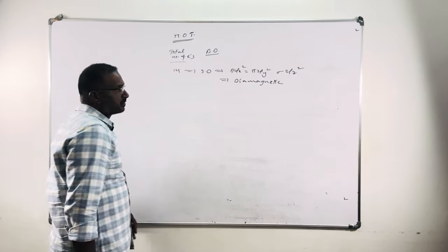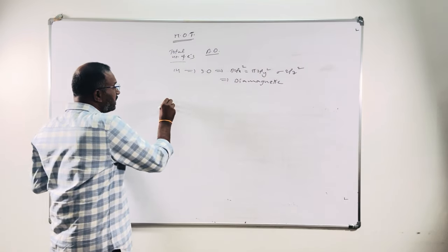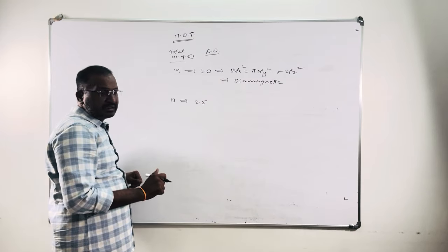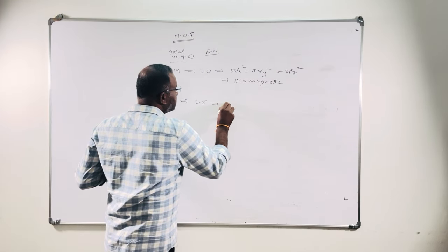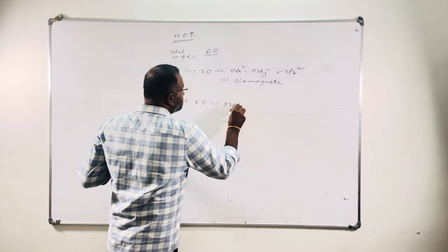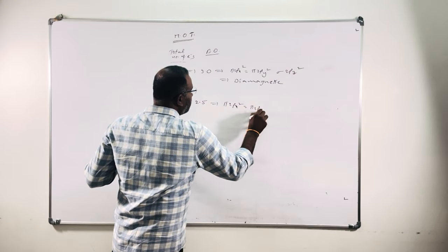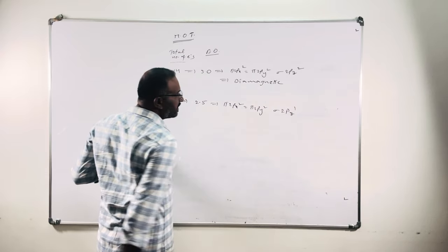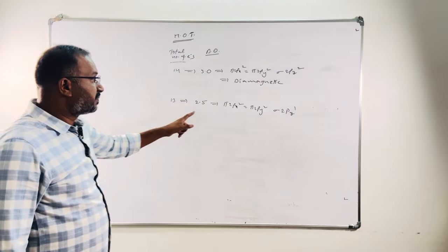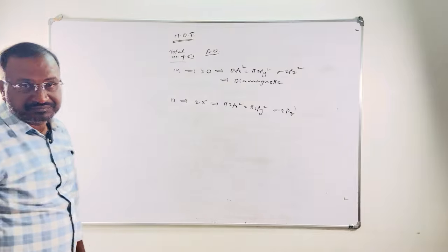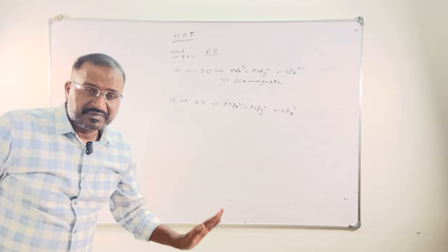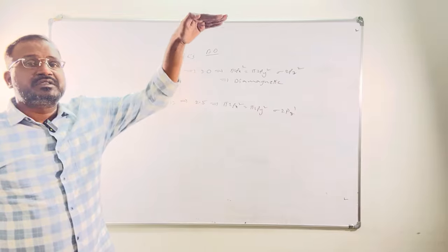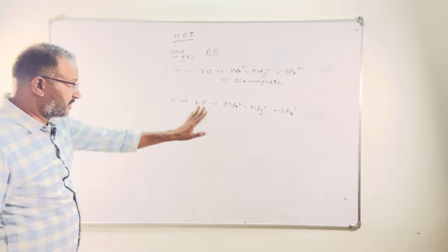Diamagnetic. So bond order is there. If total electrons are 13, the bond order will be 2.5, and the configuration becomes pi 2px2 equal to pi 2py2, less than sigma 2pz1. That is 8 plus 5, 13. 8 means what? Sigma 1s2, sigma star 1s2, sigma 2s2, sigma star 2s2, 8 electrons. After that, this one.